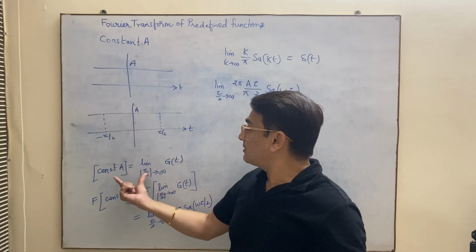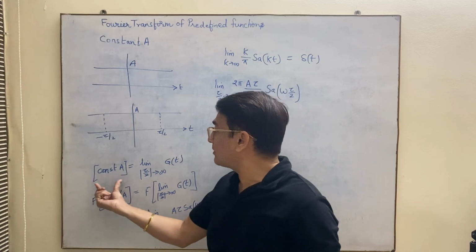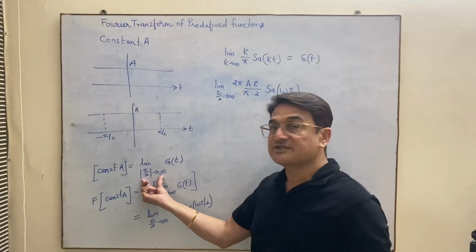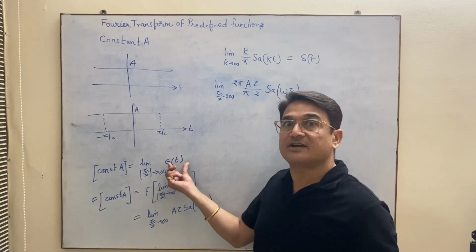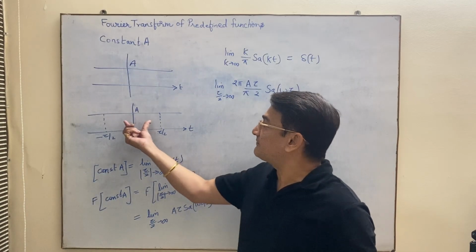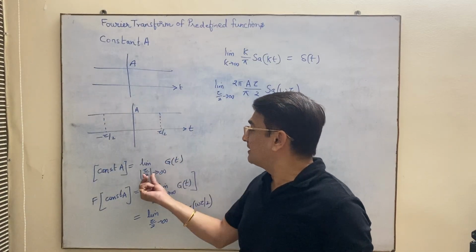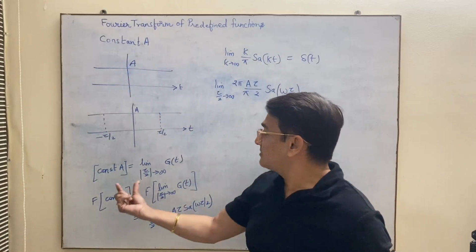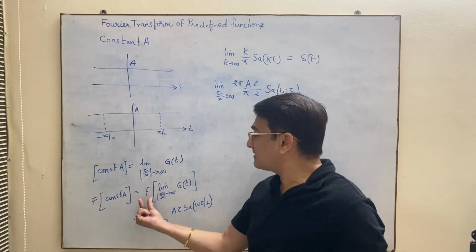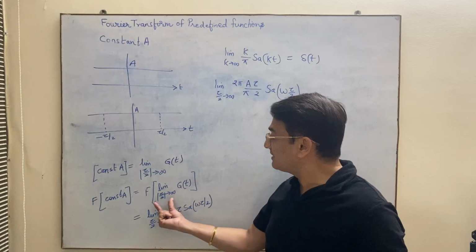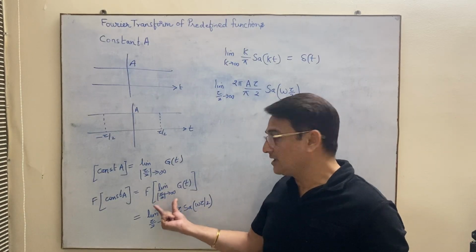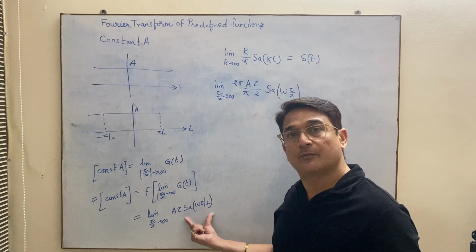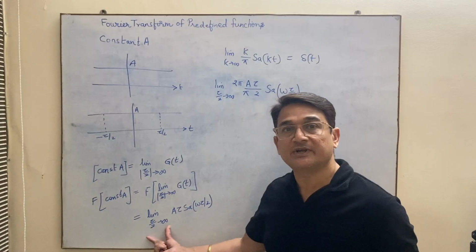Now if this is a constant a, then constant a can be written as the limit tau by 2 tends to infinity of g of t, that is the gate function. That means if the gate function's limit is extended to infinity, this gate function will become constant a. So the Fourier transform of constant a is nothing but the Fourier transform of the gate function with the limit tau by 2 tends to infinity. We already know the Fourier transform of the gate function, which is a tau sampling of omega tau by 2, with the limit tau by 2 tends to infinity.